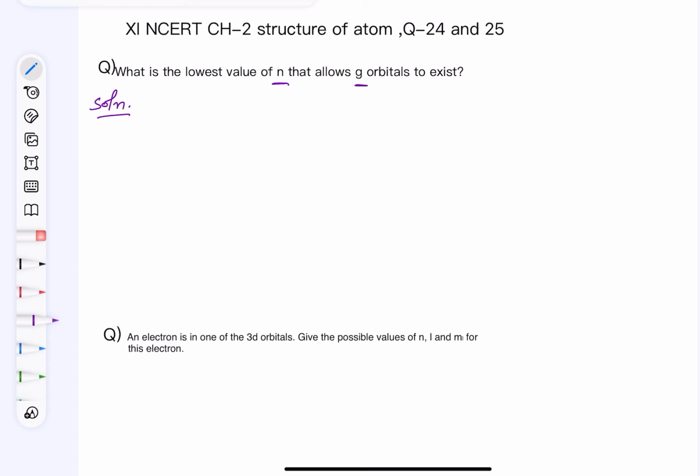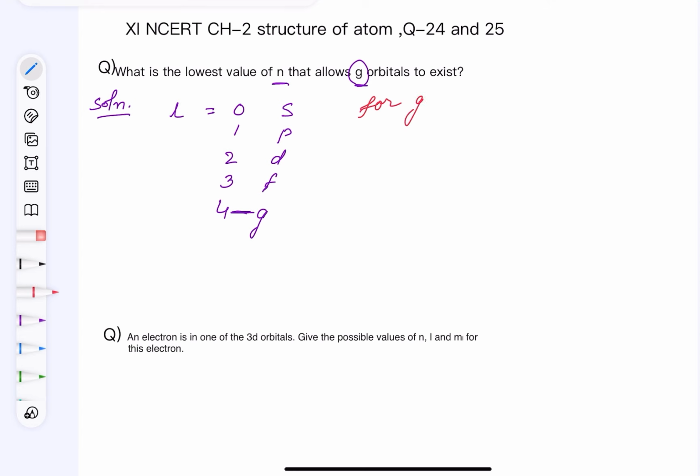We know that if the values of L are 0, 1, 2, 3 and 4, then it corresponds to s orbital, p orbital, d orbital, f orbital and g orbital. So knowing this, if L has a value of 0, then it is s orbital. Similarly here in the question we are given g orbital. So you can see for g orbital the value of L has to be 4. So let us try to write and understand.